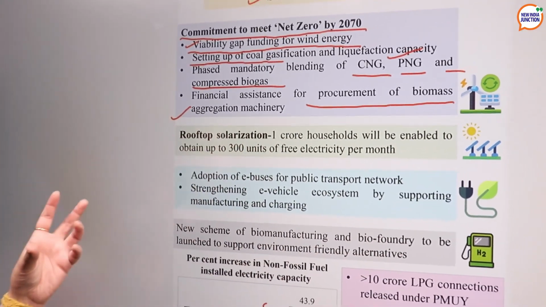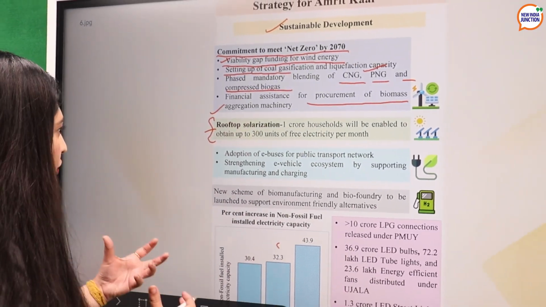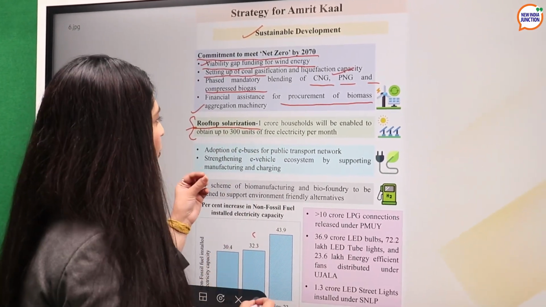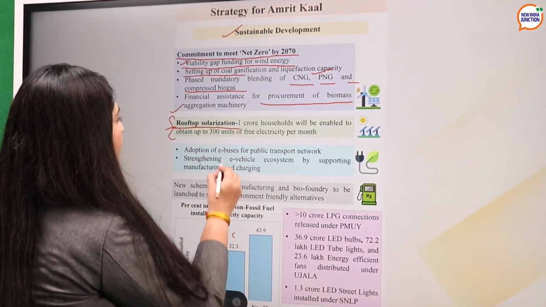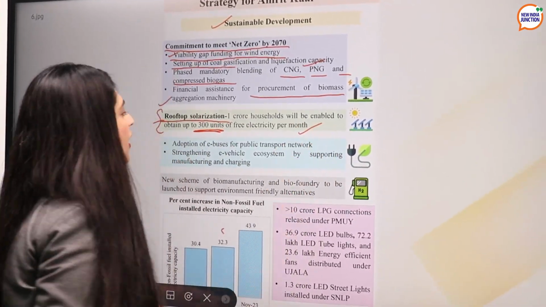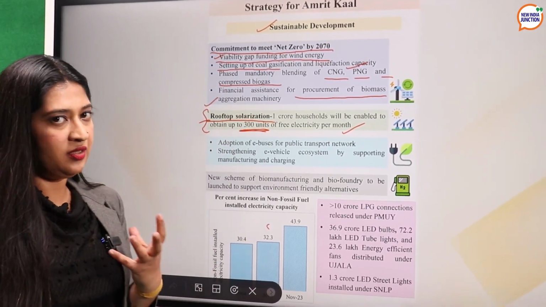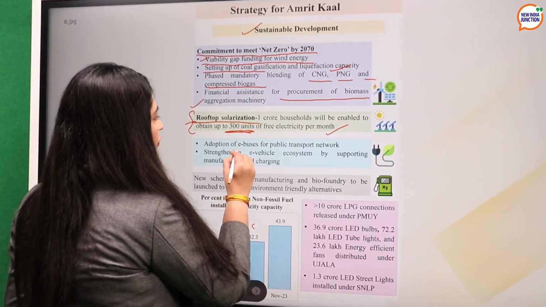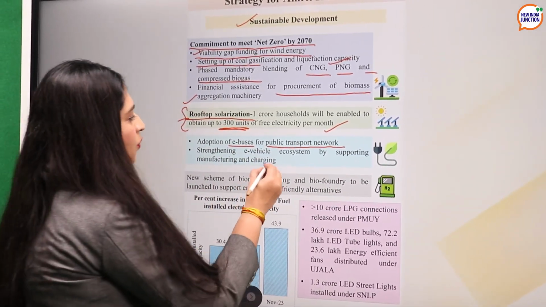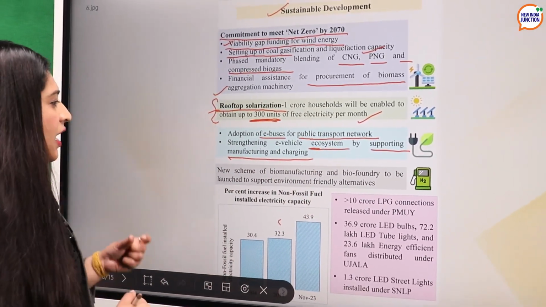One important point which has come out in today's budget is rooftop solarization, in which 1 crore households will be able to obtain 300 units of free electricity per month. Also, a lot of focus has been laid on green energy, adoption of e-buses for public transport networks, then strengthening the e-vehicle ecosystem by supporting manufacturing and charging.